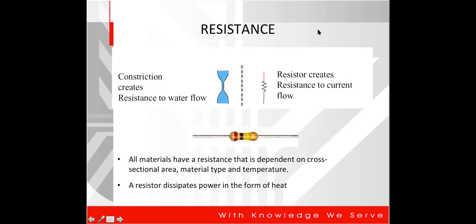So a resistor dissipates power in the form of heat. So a resistor, it will dissipate power, okay, in the form of heat. So usually if you have some heat coming from your electronics, that means there is resistance there.